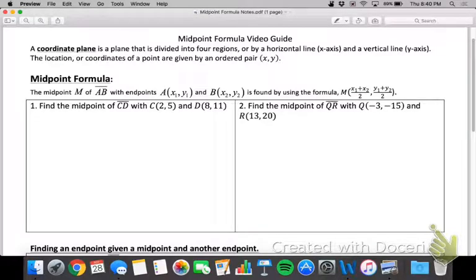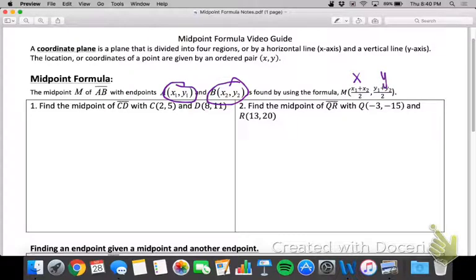Alright, so this video is going to cover using the midpoint formula. When we use the midpoint formula, it's to find the midpoint of any segment on a coordinate plane if we know the endpoints. So we look at the formula here. For any points (x1, y1) and (x2, y2), so arbitrary x, arbitrary y values, we find the midpoint. This is the x coordinate of the midpoint, and that's the y coordinate.